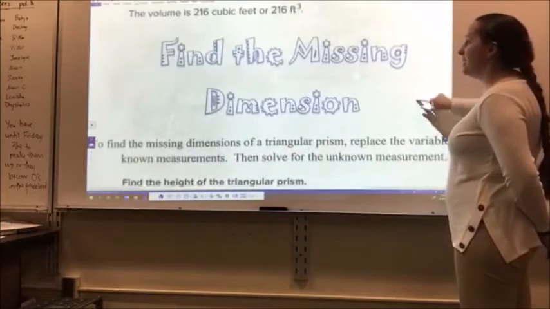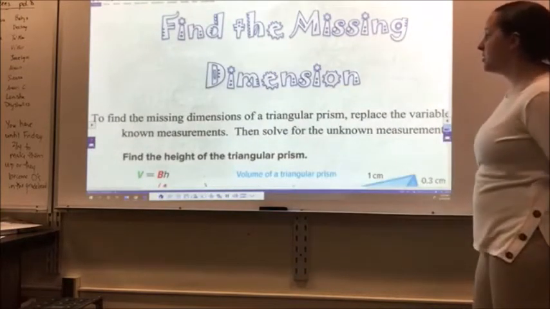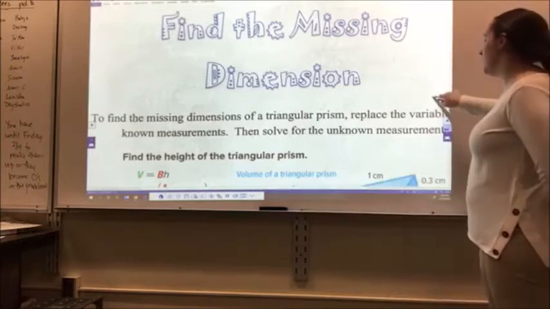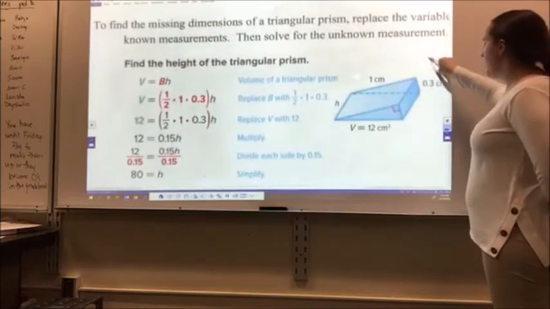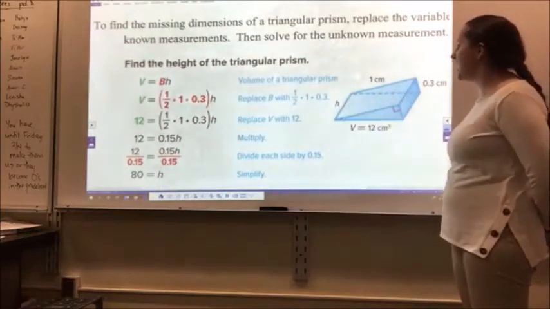If I'm finding the missing dimension for a triangular prism, I replace the variable with the known measurements, then solve for the unknown measurement. So for example, here I'm missing the H, which is the height.